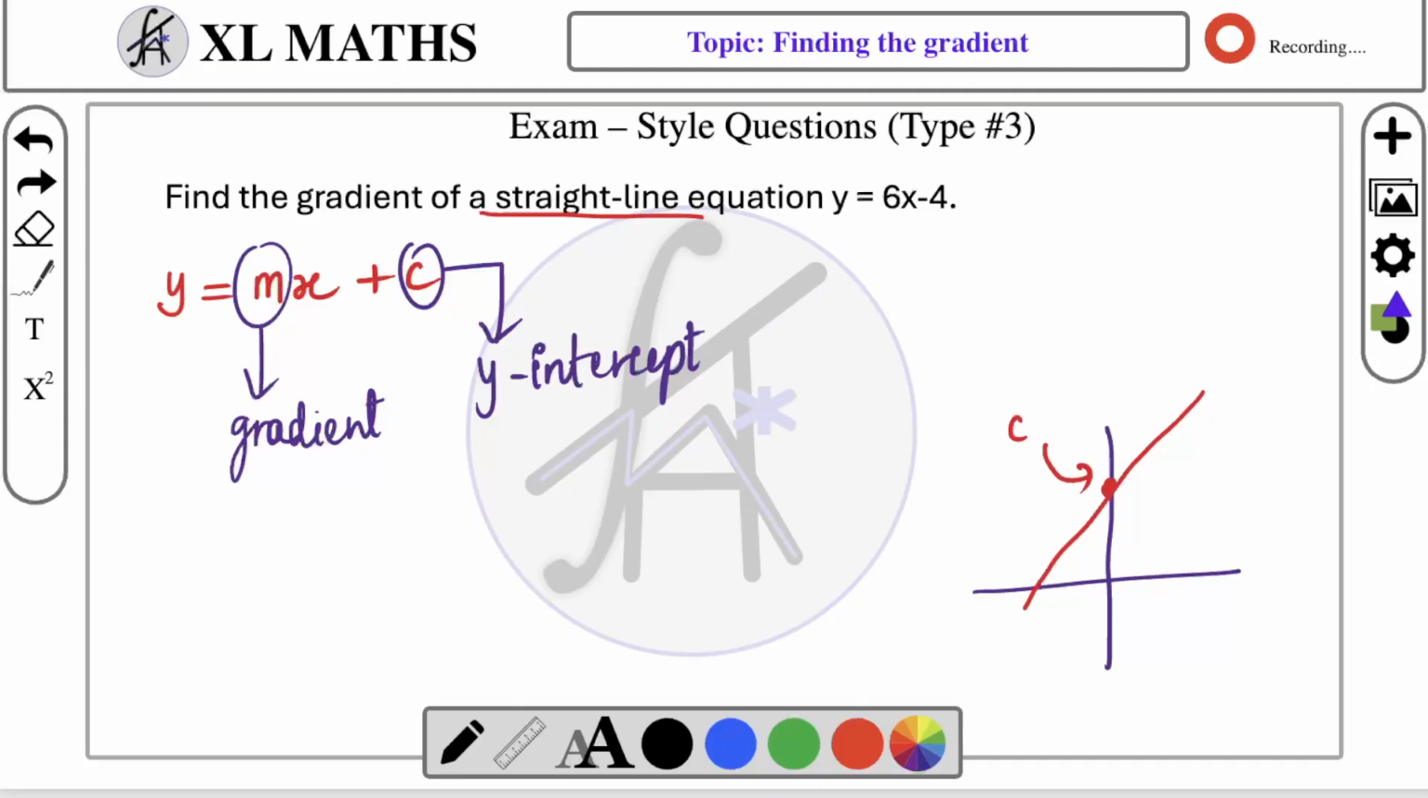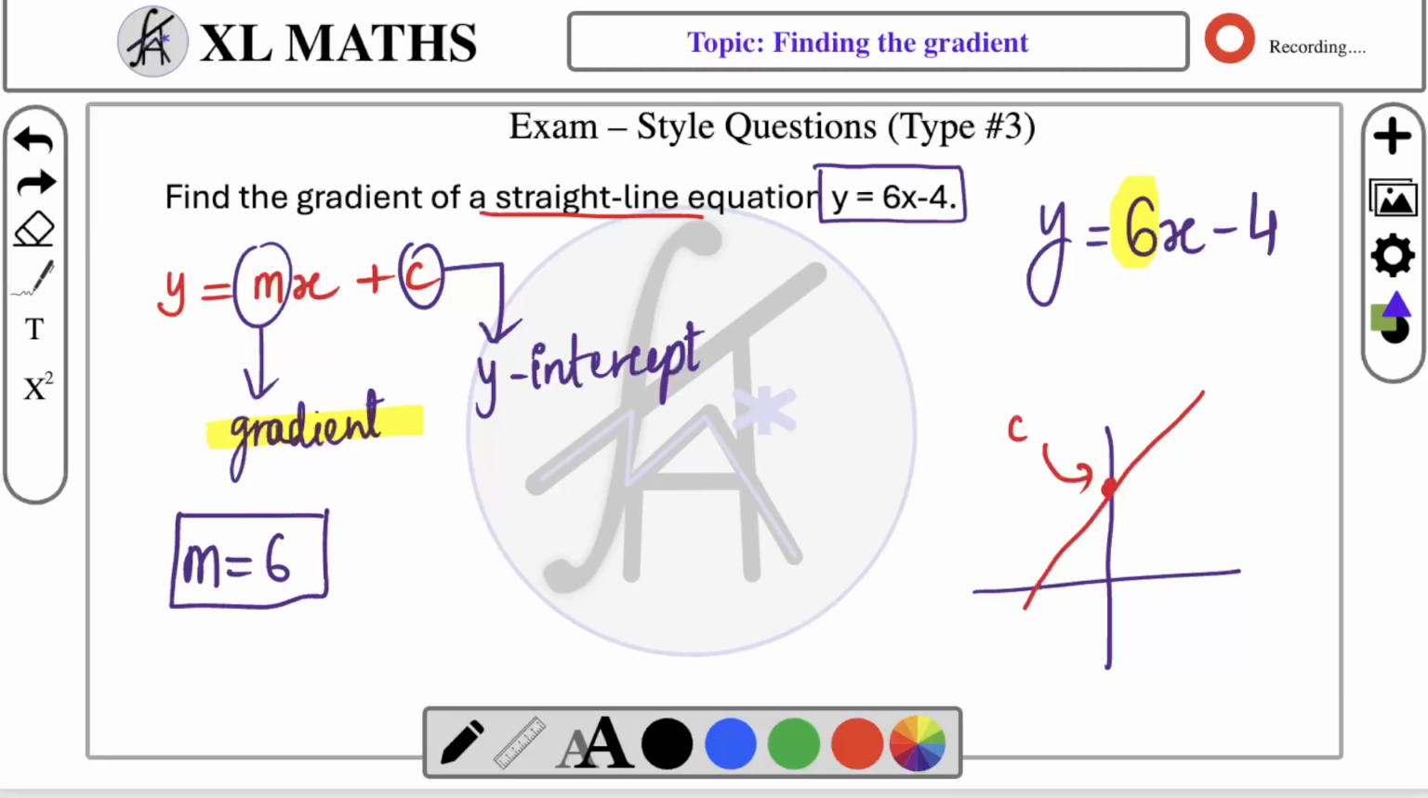Well, let's come back to the concept. We have to find out the gradient. To find the gradient, you just need to check the coefficient of x. What's with x? That is what the gradient is. So here in this equation, it is nothing but y equals 6x minus 4. What's with x? That's 6. And yes, we have our answer: m equals 6. The gradient is nothing but 6.